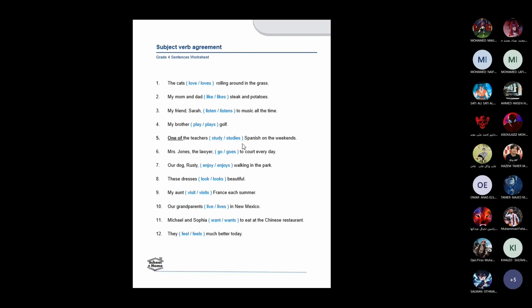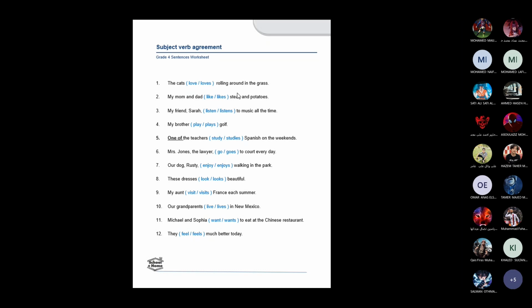Yesati Ali. Yes, Mr. Number one. The cats rolling around in the grass. Love. Which one? The first. Why? Because cats is a plural noun. Excellent. The subject cats, okay. Thanks, Yesati. The subject cats ends in S here, guys. When we think about the spelling, we need only one S.